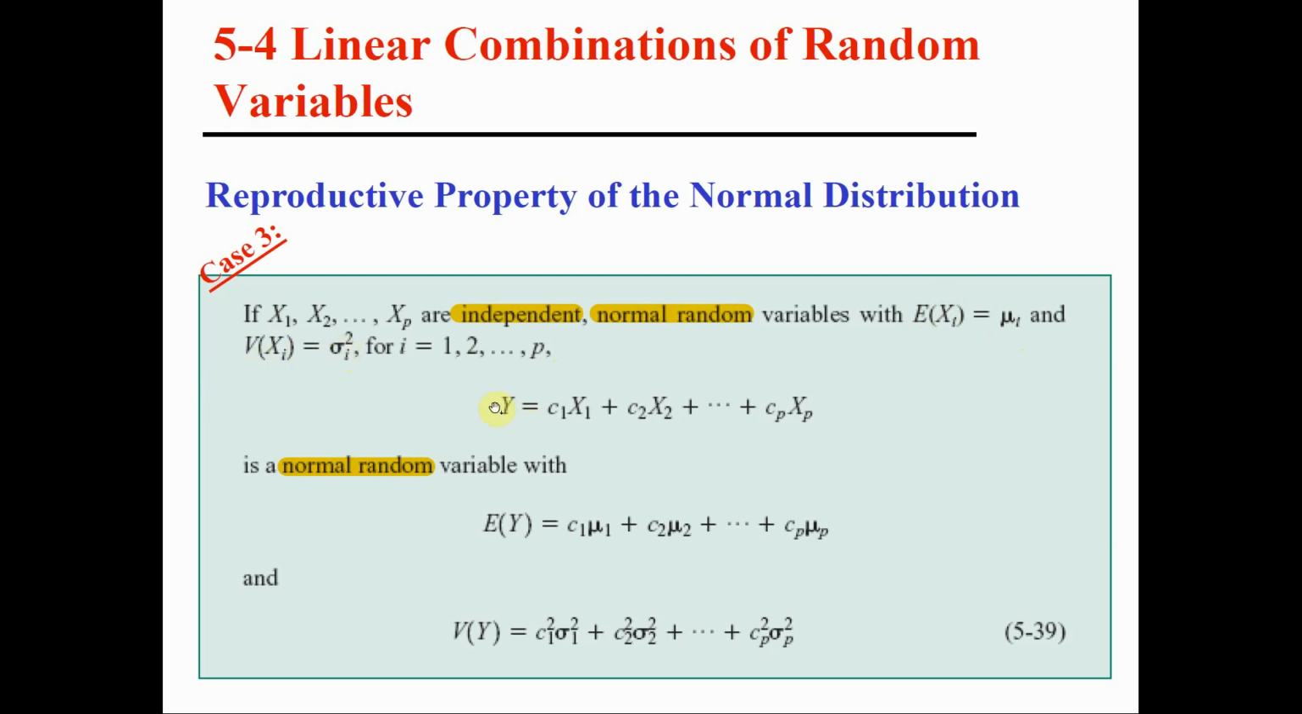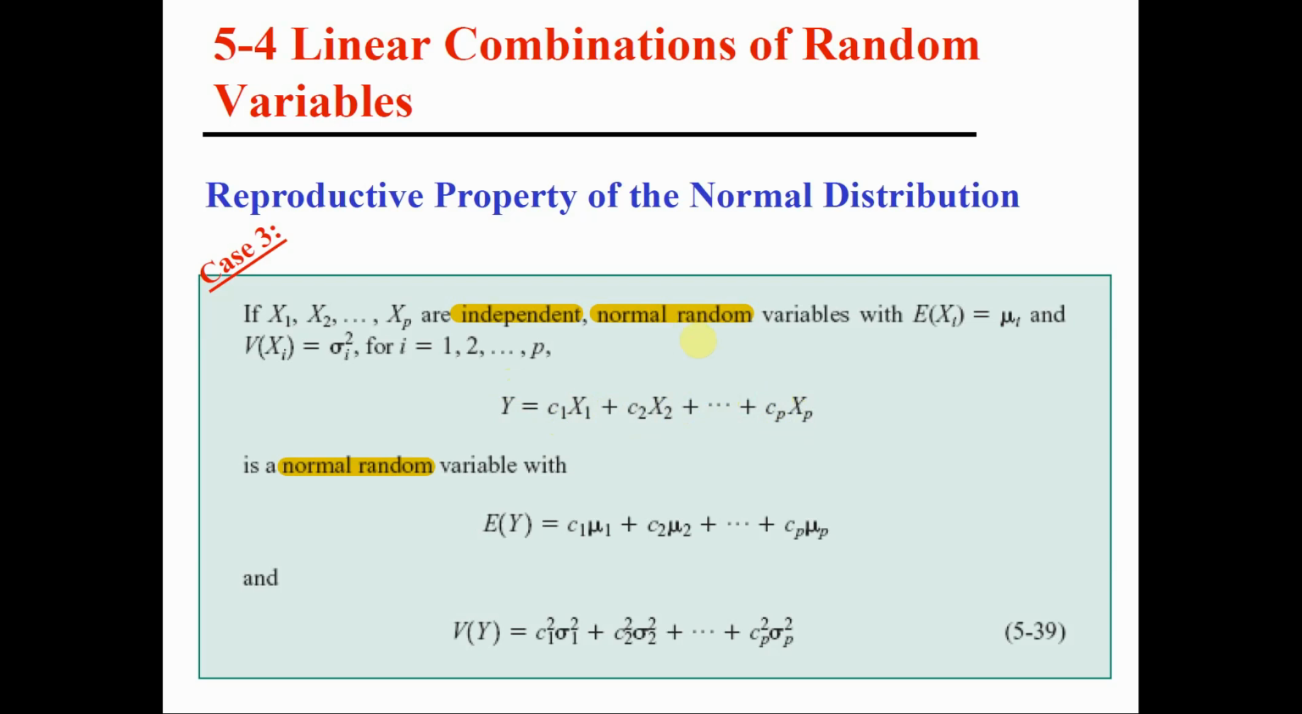What is our new variable? Our new variable y is c1x1 plus c2x2 plus and so on until plus cpxp. So it's exactly the same linear combination as in case 1. But the only thing that we know in addition to case 1 is that each one of these variables also has a normal distribution. So this is something that we did not say in case 1.